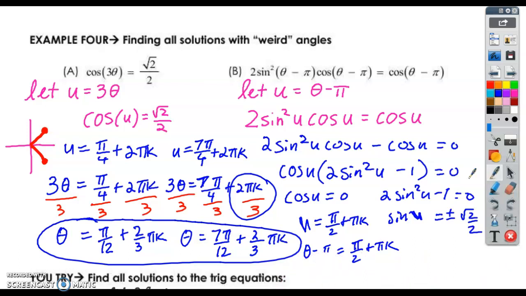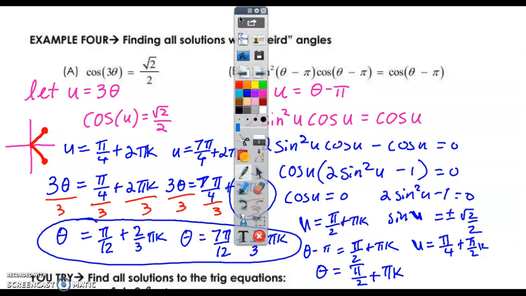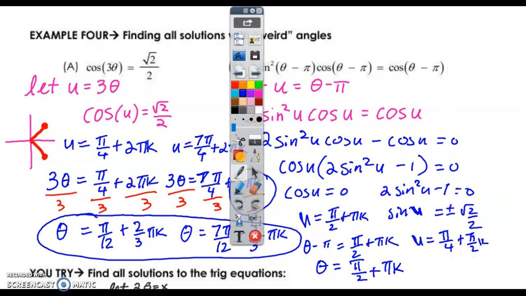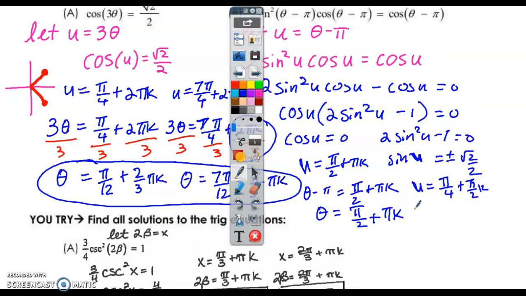So theta is pi over 2 plus, it doesn't affect our pi k. The other side, I think we've already done this one. u equals pi over 4 plus pi over 2 k, right? Yeah, we have. And from there, we substitute our theta minus pi back in for our u.